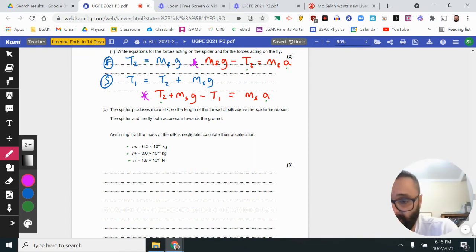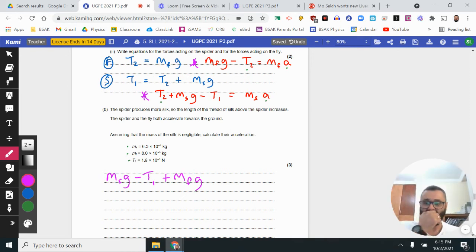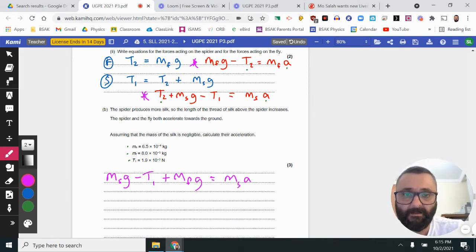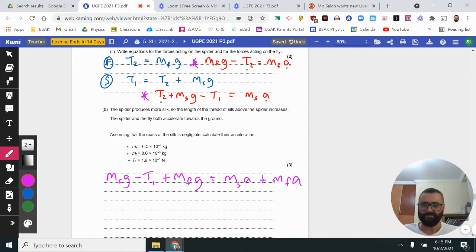So what do we got? We've got the mass of the spider, G, minus T1, plus the top one, MFG. That equals, on the bottom, MSA, plus MFA. So I've literally just added those two equations together. The reason why is because I noticed T2 is minus in the top equation and T2 is positive in the bottom one. Add the two equations together, and T2 disappears instantly.